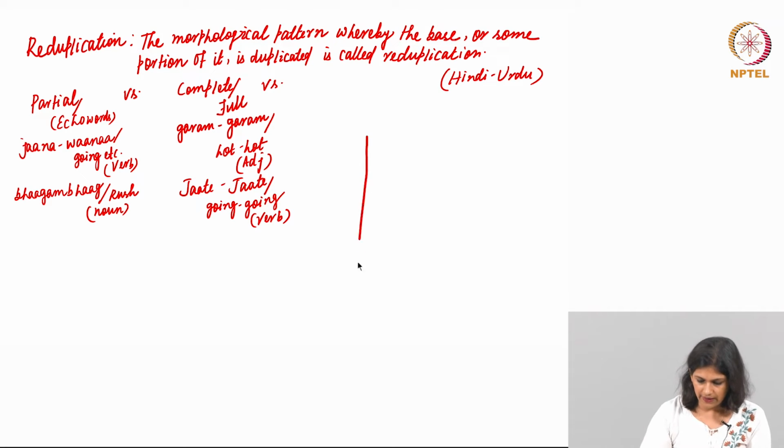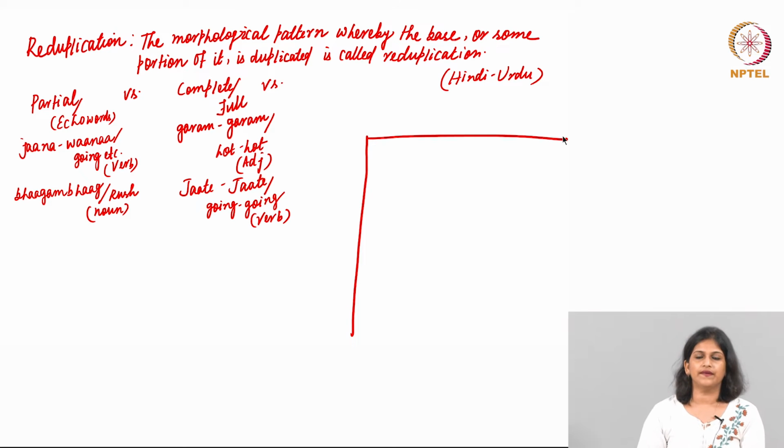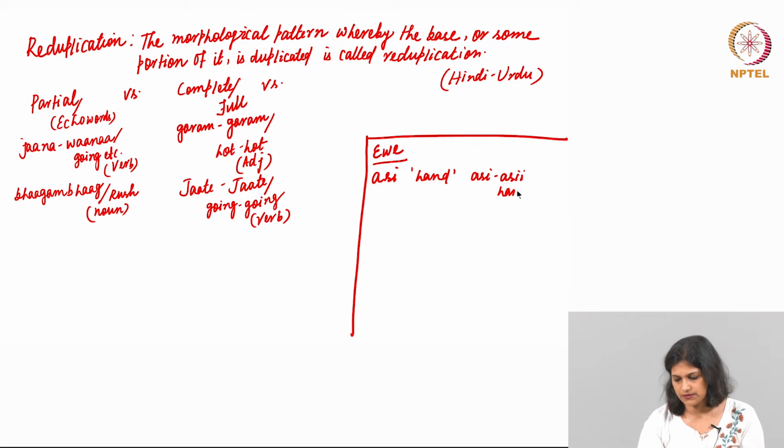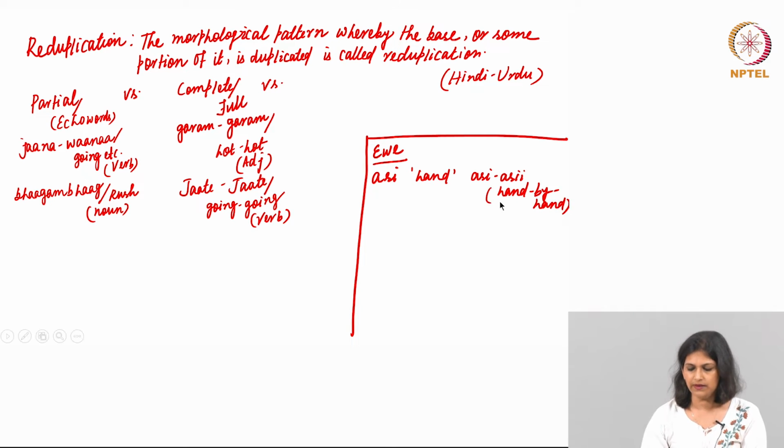If you check Moravcsik's book, you will find quite a few examples given from other languages. For example, there is one language, Ewe, where asi is a word which means hand. I am just writing it here. So, this means hand, and when it is reduplicated, you can call it asi asi. That means hand by hand. So, this is also an example of reduplication in Ewe.